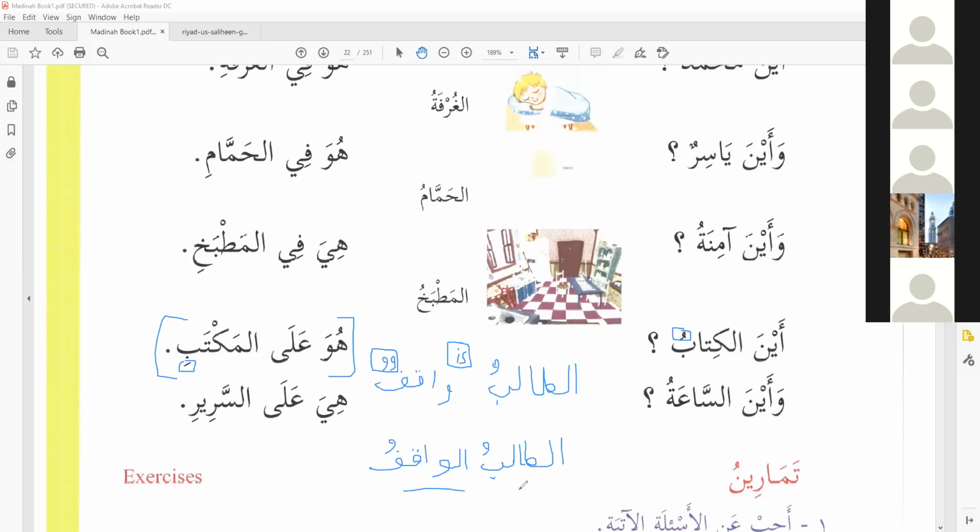This here is a subject and an adjective. It is not a complete sentence. This literally means the standing student. It needs something else to complete it as a thought and as a sentence. Whereas if it does not have alif lam, if it is nakira, now we're making a declarative statement. Al-talibu waqifun.